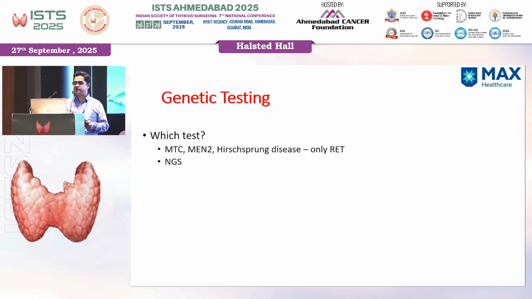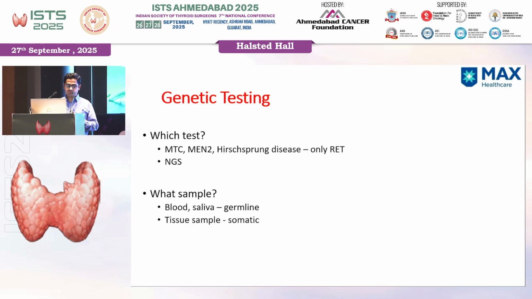Now, talking about genetic testing, which test to be done? And what sample is required? So if it's proven, you have a family history of MTC, MEN syndrome, Hirschsprung disease, then you can test for RET specifically. You don't need to do a generalized NGS. If that is not so, then you can do a generalized NGS where all these mutations will be tested for.